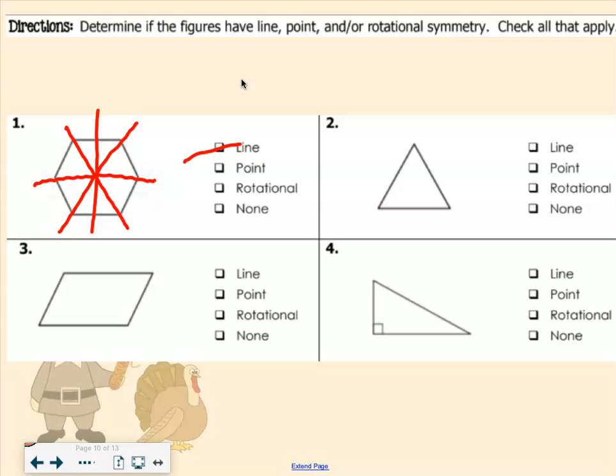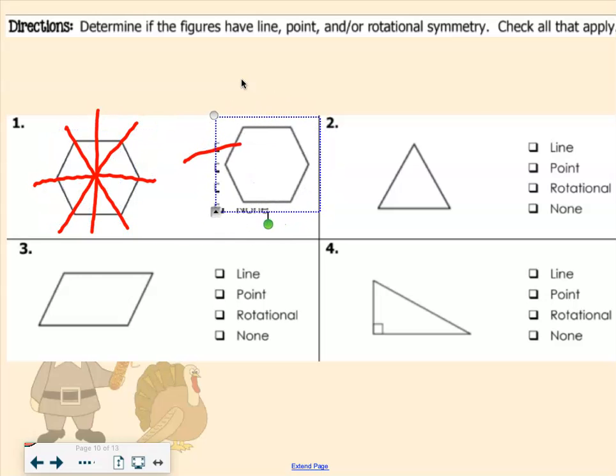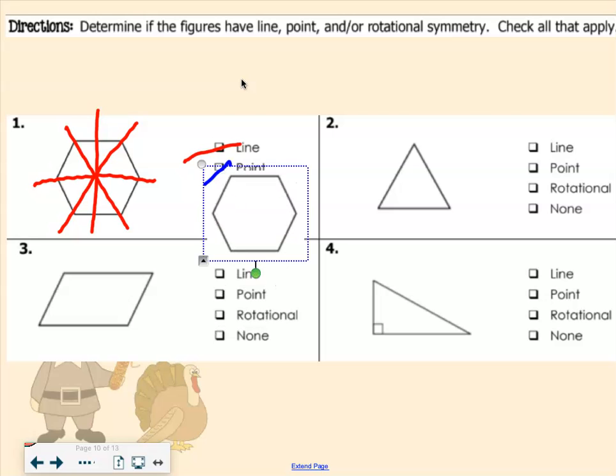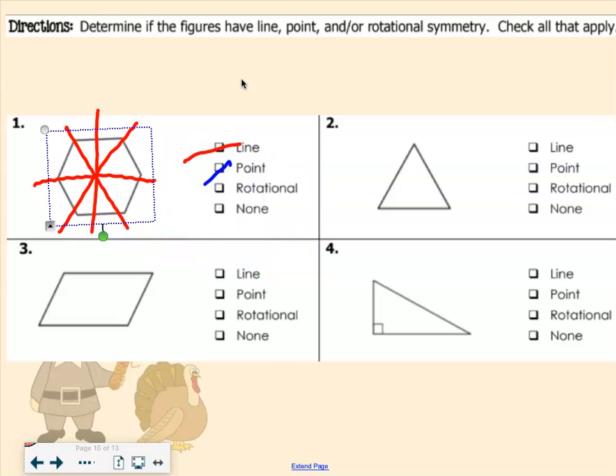Does it have point symmetry? Yes. Can I flip it upside down and get the same thing? Yes. Isn't this nifty? Computers are the best. Yep, it has point. Does it have rotational? Yes. You can just turn it 180 degrees and you get the same thing. Perfect.